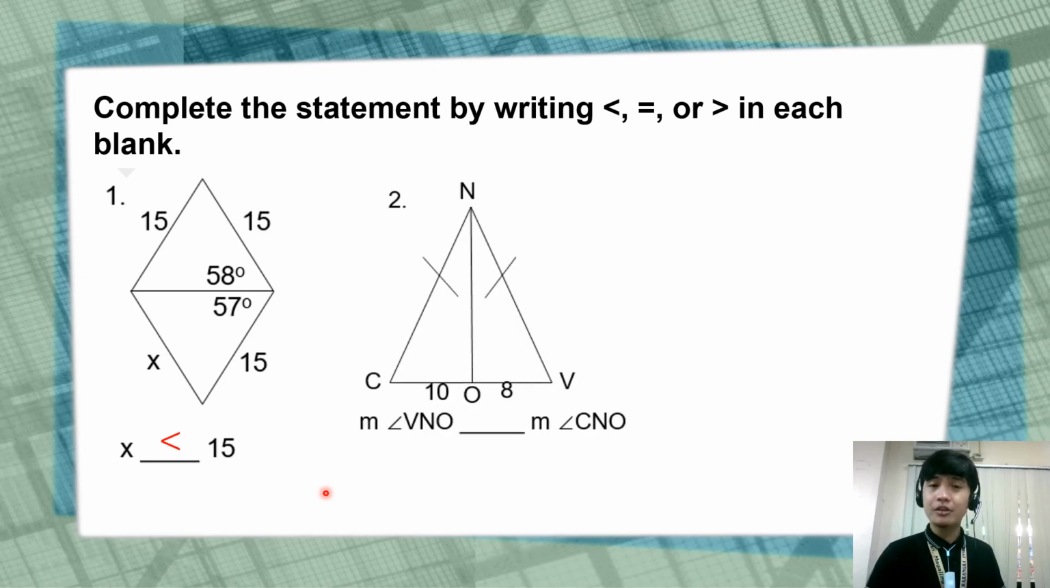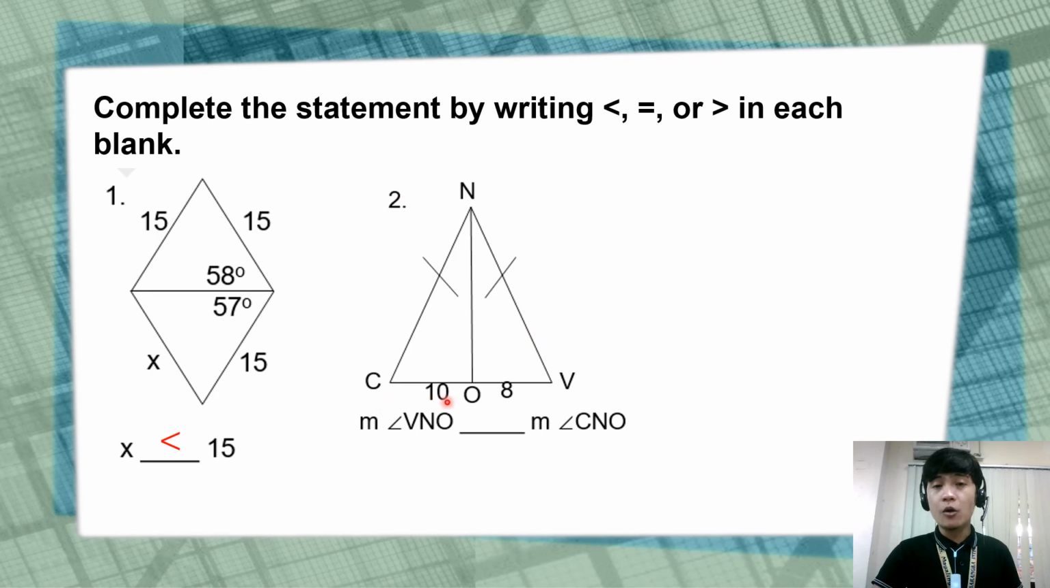Let us have example number 2. Sa kaso naman ng example number 2, we are asked to compare angle VNO with angle CNO. Sir, ang example mo sa amin kanina is puro angles, tapos ko compare yung side. Ganon din sa example number 1. This time, binaliktad. Angle ang kailangan nating i-compare. Ngayon, i-check natin. I-compare natin si angle CNO kay angle VNO.